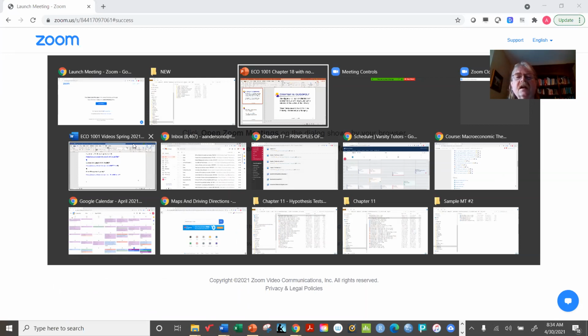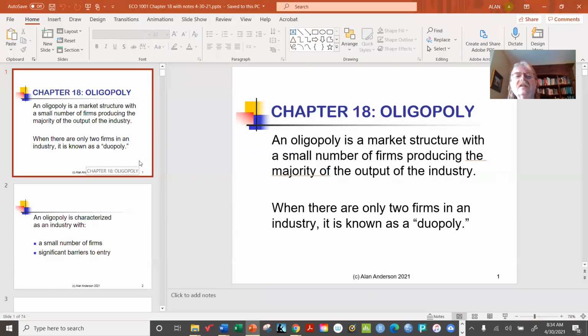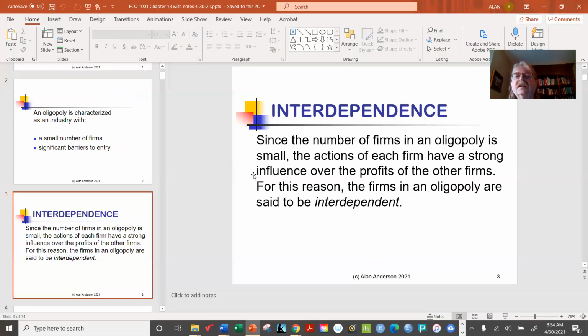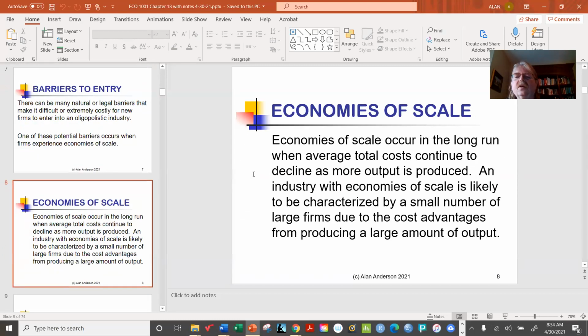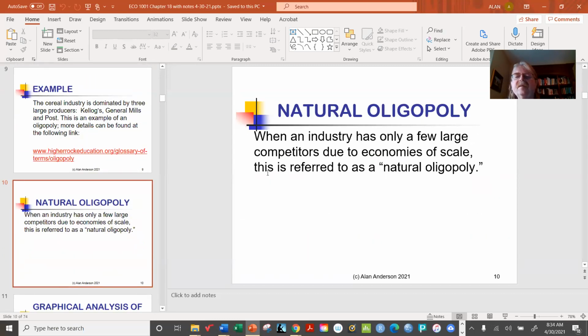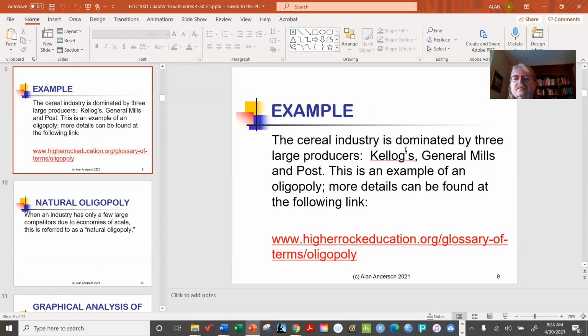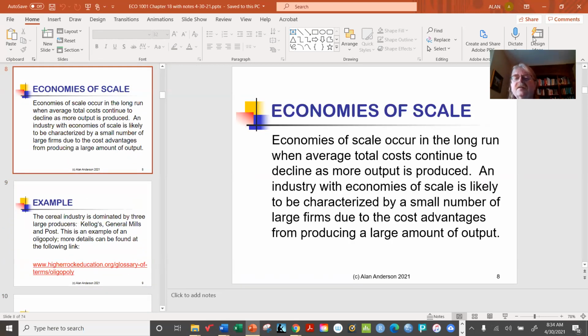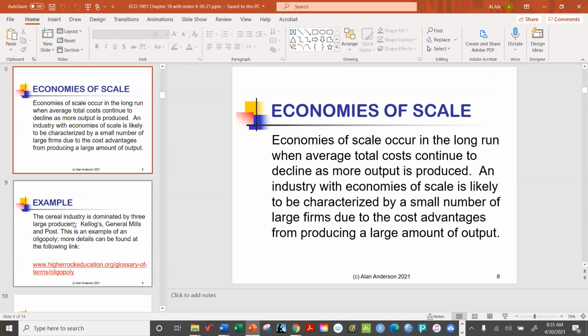In the meantime, I still have a few videos here related to not only oligopoly, but a long-term concept called economies of scale, which we briefly touched on when we talked about natural oligopoly. If you recall, when a few firms dominate the industry because of economies of scale, we call that a natural oligopoly. The idea of economies of scale is simply that as more output is produced, costs start to fall. Let me draw you a little picture here.